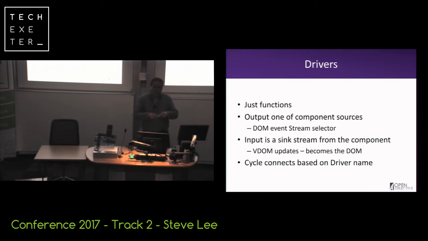And the input to a driver is the output or the sinks from our components. In this case, it's virtual DOM updates, or if you want to think of it, it's updates to the document model to update our HTML. And Cycle connects the inputs and the outputs based on the name. So on the outputs, it sees a DOM sink with the V nodes in, and it knows that that's related to the DOM events coming in. And that's really what the cycle is. It's just looping those two together to give you a nice circuit.